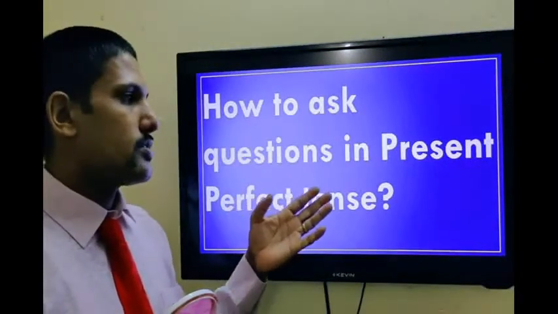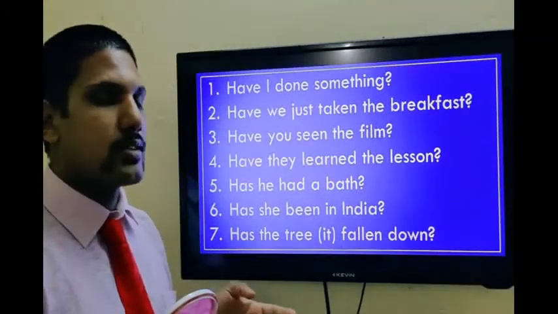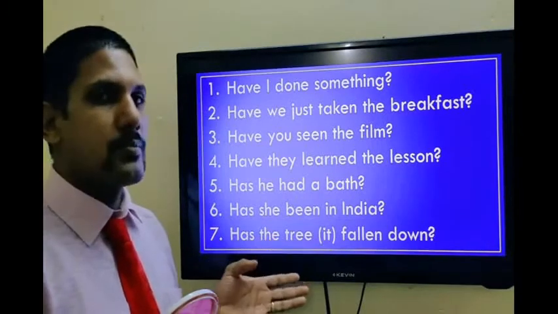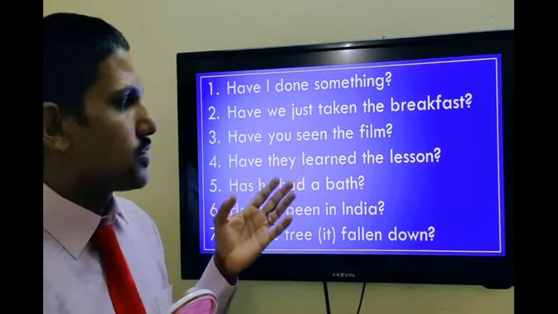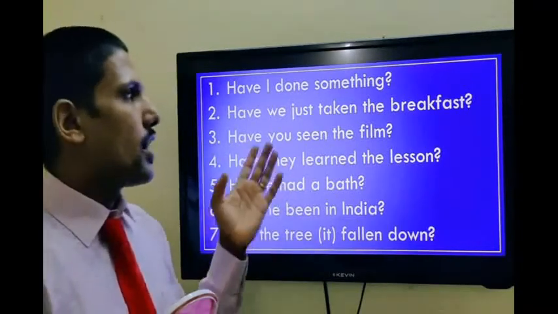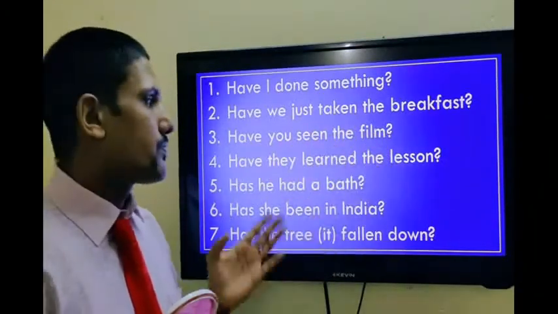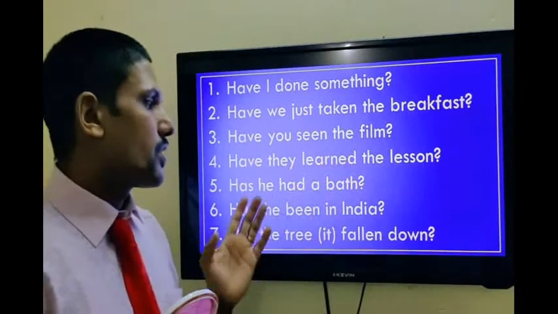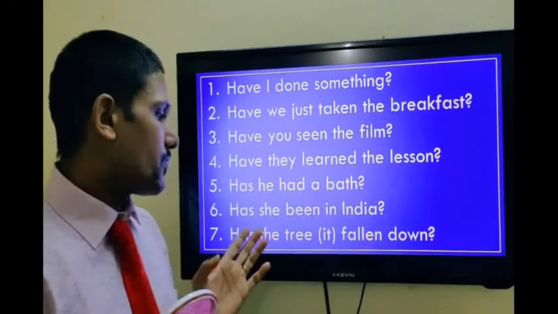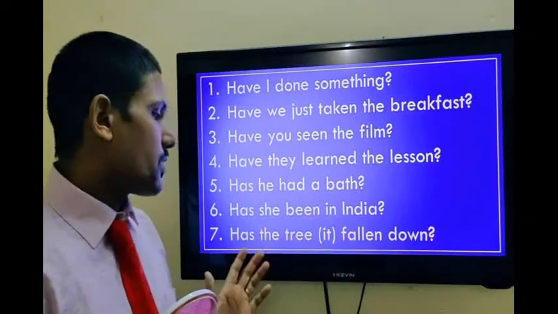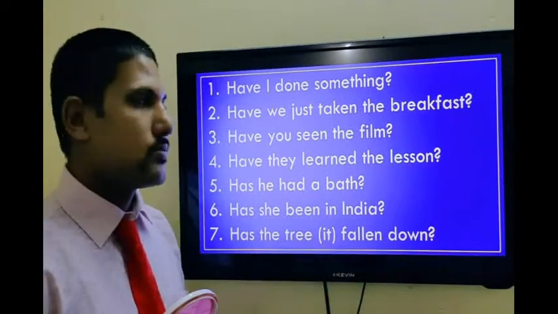How to ask questions in present perfect tense? We use has and have to ask questions in present perfect tense. I use the same sentences that we have just seen. Have I done something? Have we just taken the breakfast? Have you seen the film? Have they learned the lesson? Has he had a bath? Has she been in India? Has the tree fallen down, or has it fallen down?